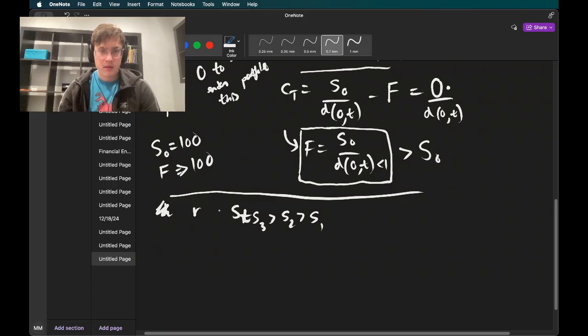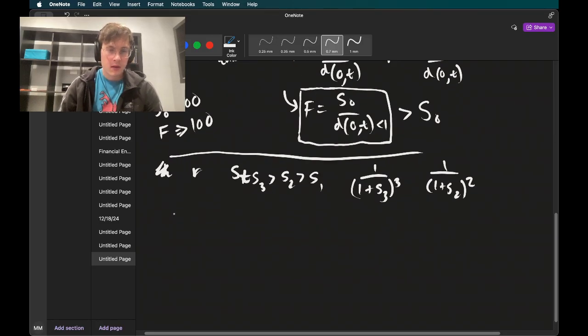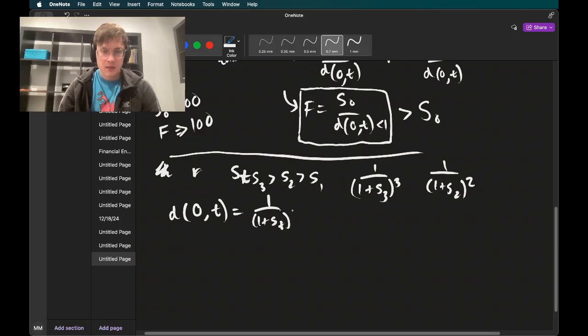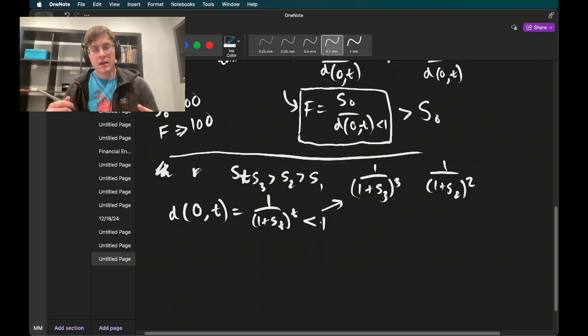So from now on, instead of using R, which is independent of the length, let's say you want to calculate the interest rate for 3 years. Instead, it's going to be (1 plus S3) to the power of 3. And if you tie up for 2 years, then it's (1 plus S2) squared. These S3 and S2 are different. Then the discount factor from 0 to T is defined as 1 over (1 plus S_T) to the power of T. This is less than 1. It's basically how much more money is worth right now than in the future, given that we're tying up our money from 0 to T.